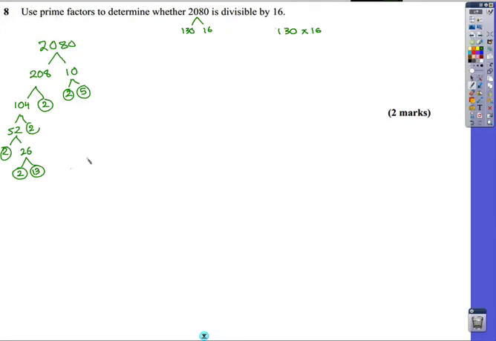So going back to the factor tree, 2080 is 2 times 2 times 2 times 2 times 2 times 5 times 13.